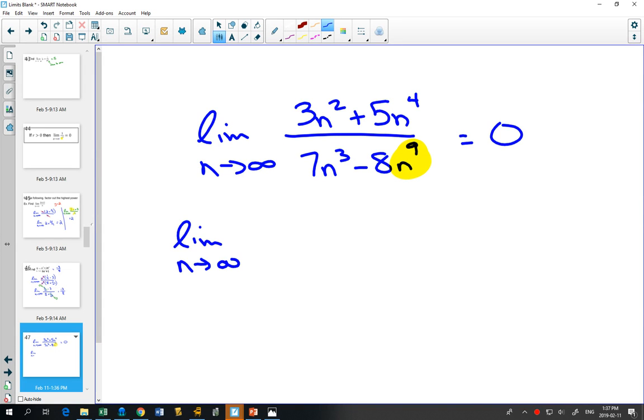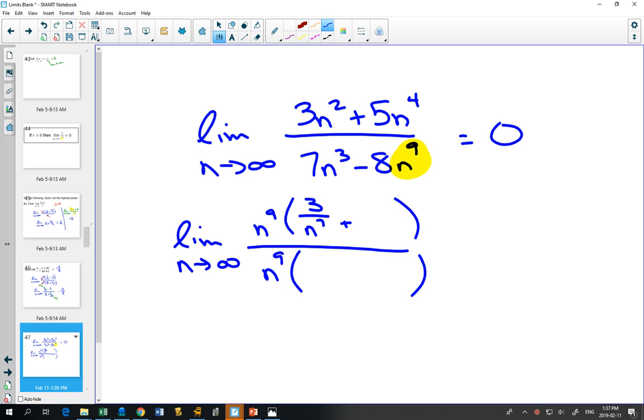What's the highest power in the whole thing? An n to the 9. Factor an n to the 9 out of the top, factor an n to the 9 out of the bottom. You will get 3 over n to the 7 plus 5 over n to the 5, 7 over n to the 6 minus 8.